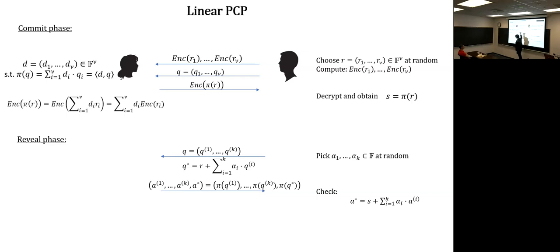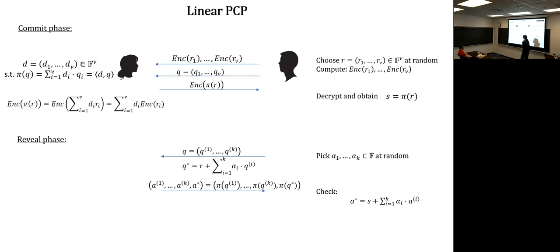But again, by exploiting the homomorphic properties, we know that the encryption of pi of r is equal to the encryption of the sum of ti times ri, and it's equal to the sum of ti times the encryption of ri. So basically, the prover can use the encryptions which he received from the verifier and compute the corresponding proof for this vector r. So what is sent to the verifier are the encryptions of pi of r, and the verifier can decrypt and obtain the corresponding proof on the random vector r that was chosen by the verifier.